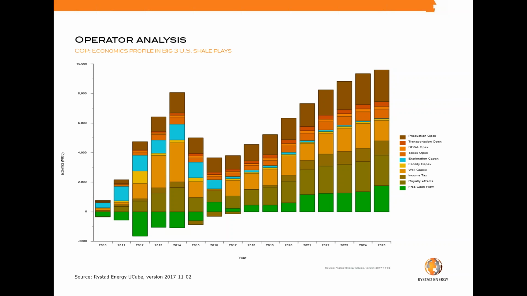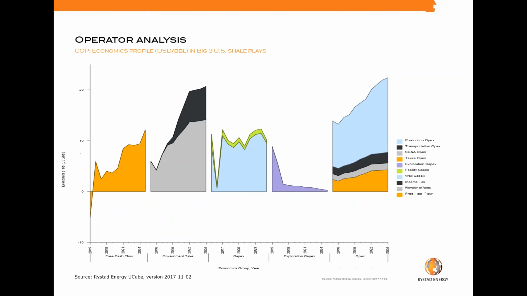Another functionality I'd like to underline here is that you don't have to look at this in terms of aggregate spending. You can also look at this on a per dollars per BOE basis. So what I've done here is split the same economics outlook, but simply by different economics groups and economics categories, which are one level more granular. And this really gives a more detailed overview of the various cost elements.